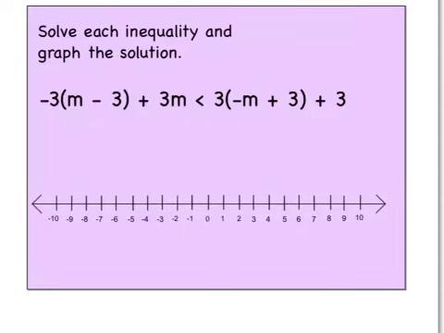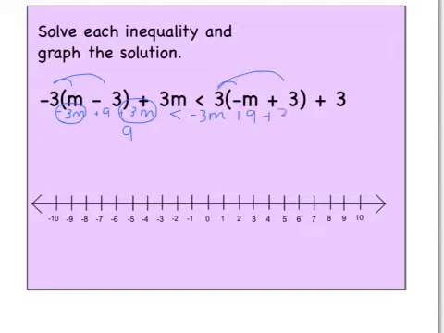Here we've got multiple distributions, so we're going to distribute here. We'll get negative 3m plus 9 plus 3m, which ends up just being 9, because those two are opposites, they equal 0, is less than negative 3m plus 9 plus 3, which is less than negative 3m plus 12. Subtract 12 from each side. Got negative 3 is less than negative 3m.